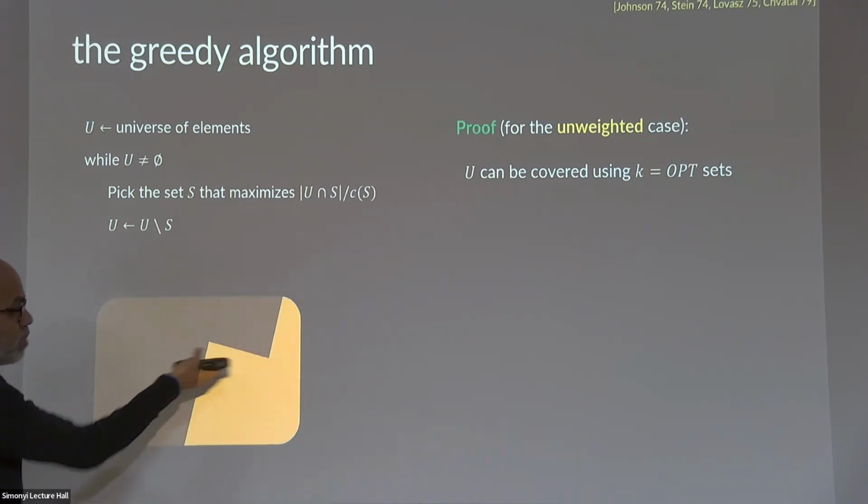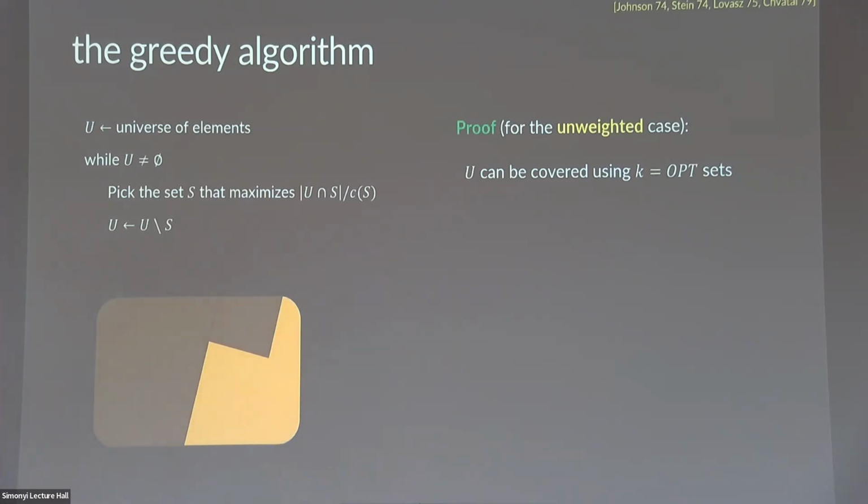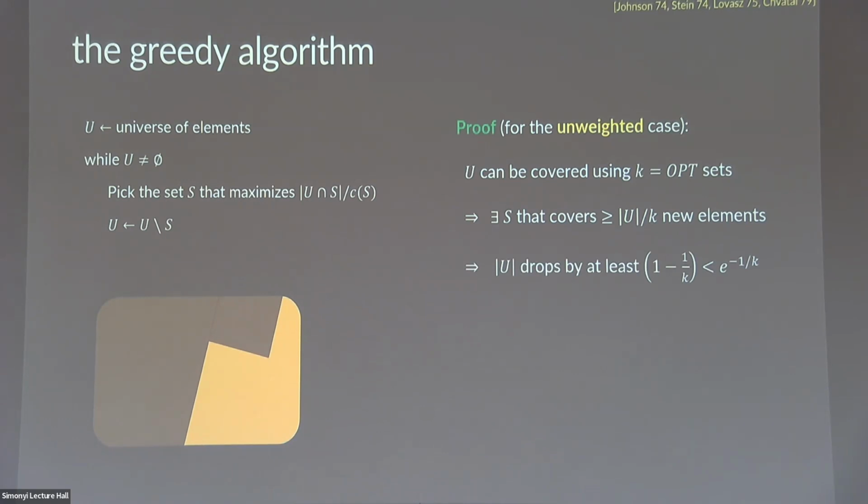So, the whole universe can be covered using k sets. So clearly this orange region can be covered using k sets. So the best set that you'll pick will cover at least 1 over k fraction. It's an averaging argument. So the number of uncovered elements drops by a factor of 1 minus 1 over k. How many times can you do this until you drop the number of elements from n to 1? It's k log n. Just that simple. Okay. So up to k, you are k log n, and that's log n. And the greedy algorithm is tight. You can't do much better than this. And in fact, no algorithm can do much better.